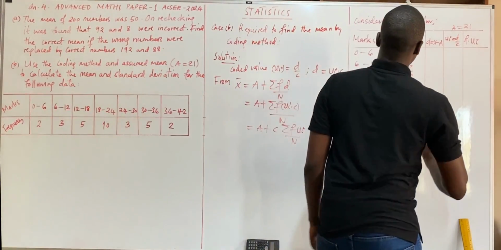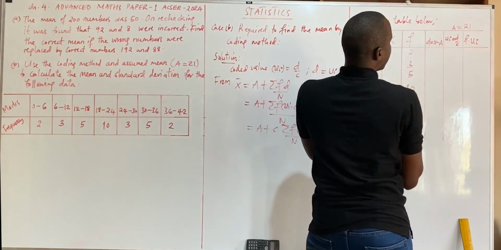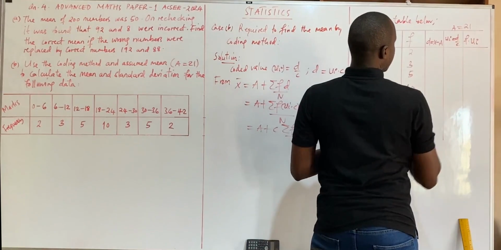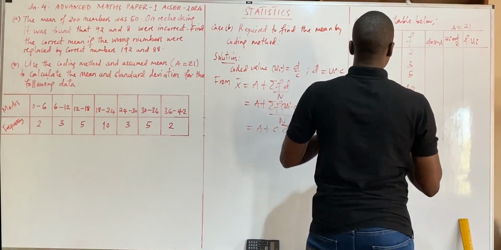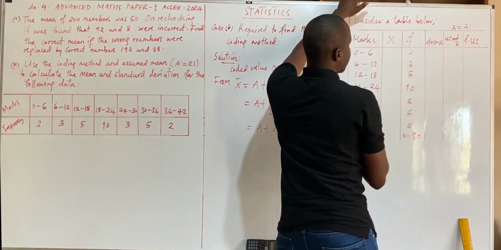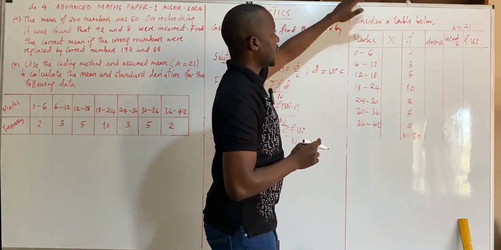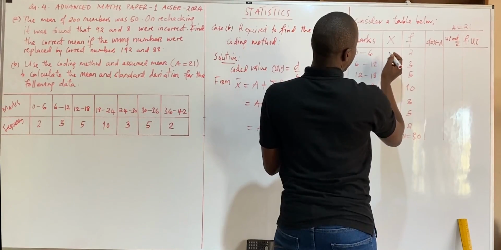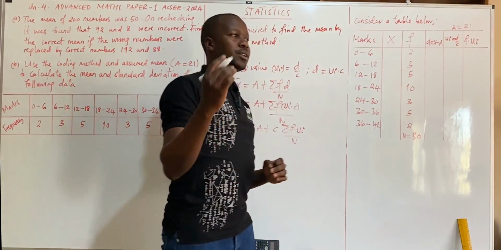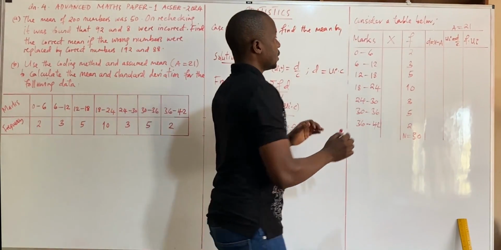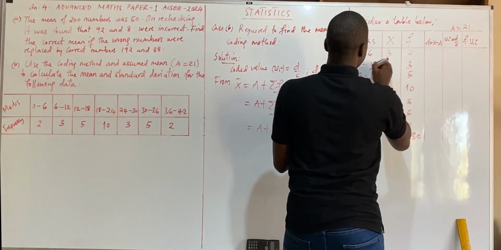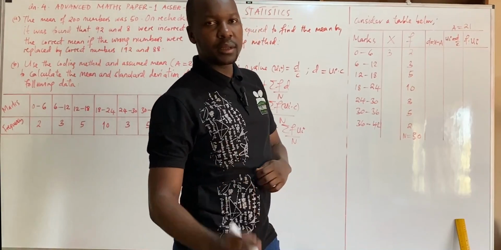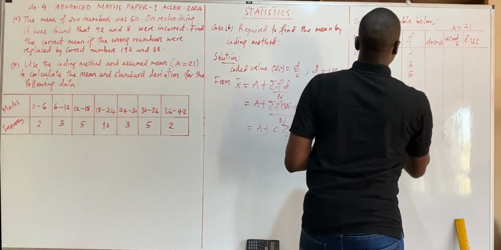Now the deviation. For deviation, we take the class mark and subtract the suggested value, the assumed mean, which we are already given as 21. So we find the class mark first. The class mark is the average within that group. So we take 0 plus 6, which gives 6, and divide by 2, which gives 3. So here it becomes 3. It means lower limit plus upper limit, and that sum you divide by 2 to get the class mark.